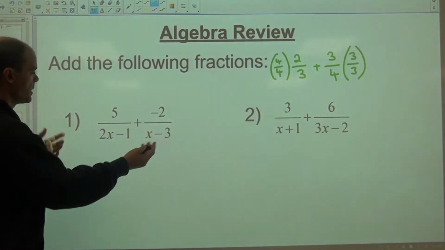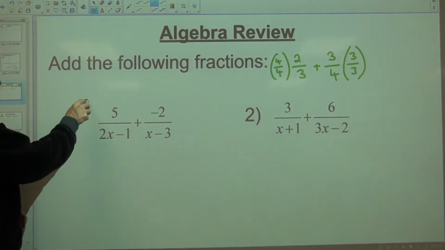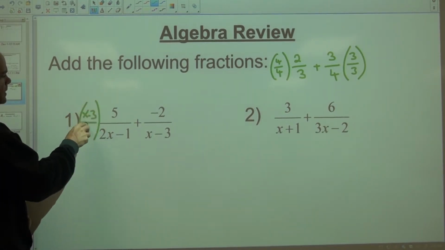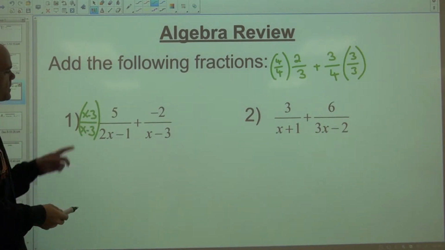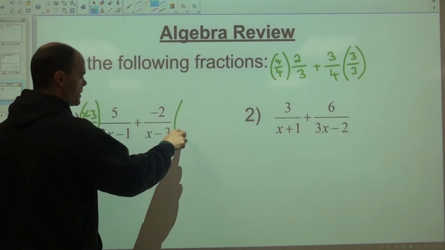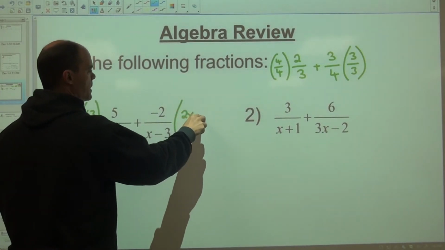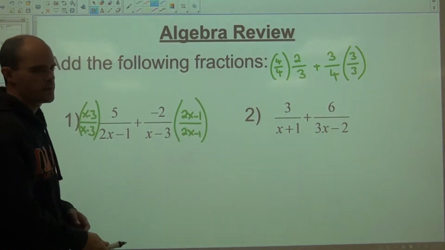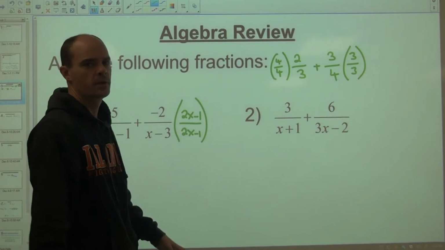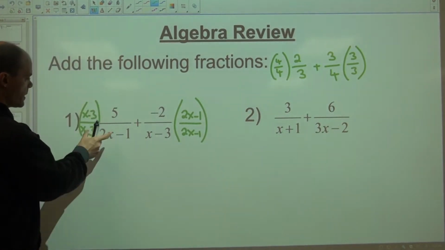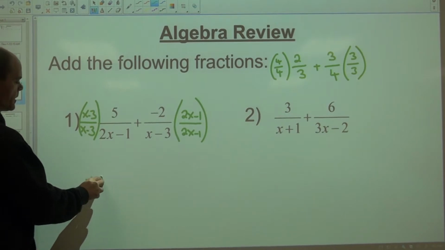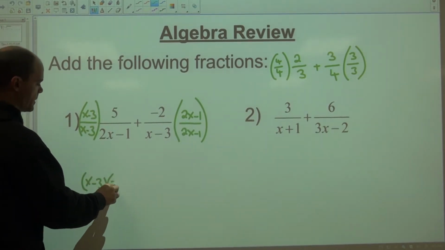And you do the same thing with algebra. I'd multiply this by x minus 3 over x minus 3, essentially 1. I'd multiply this by 2x minus 1 over 2x minus 1. And since this is calculus class, we're not going to distribute anything in the denominator. We know that gives us a common denominator. So I know now that this will be my denominator.